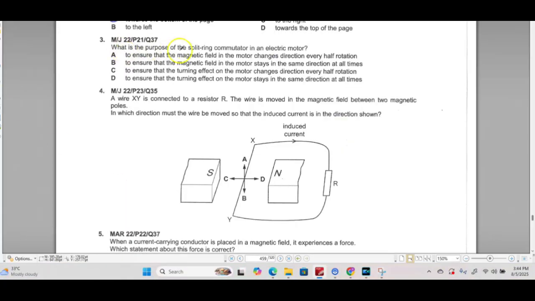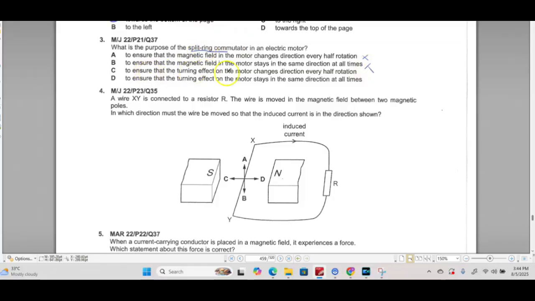Question number 3. What is the purpose of the split ring commutator in an electric motor? A, to ensure that the magnetic field in the motor changes direction every half rotation. No, the magnetic field doesn't change. To ensure that the magnetic field in the motor stays in the same direction at all times, but this is not the function of the split ring commutator.